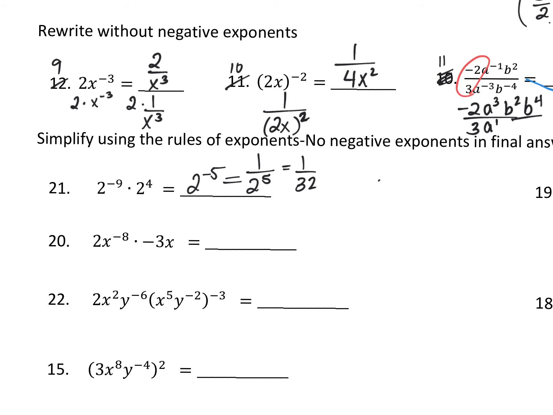Let's go down. We're going to do these three, 21, 20, and 22, and then we'll go over and do 19 and 18. Okay. So number 20, what do you think we get? What do you think we do?